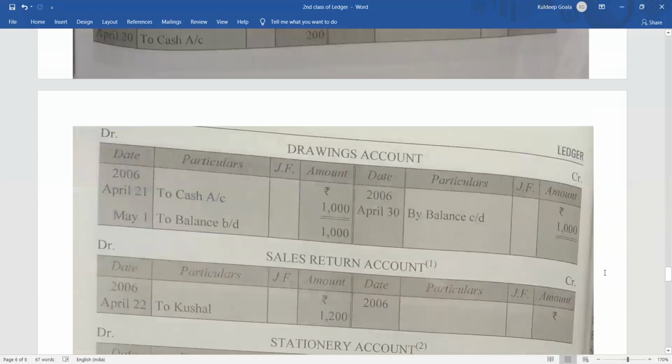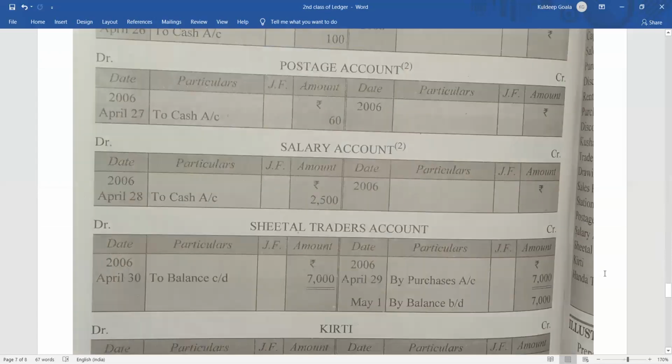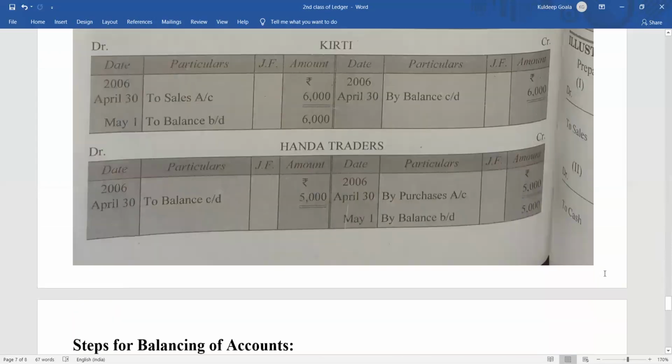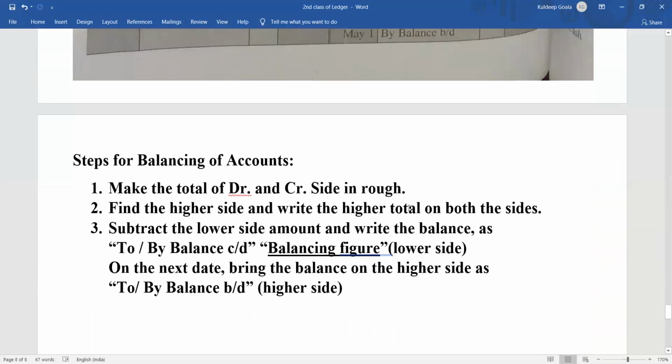Clear? I hope you all are understanding it. If you still have a problem, then you can call and ask me. There's not much to say here. Once again, I'll repeat the steps. The steps of balancing of accounts say that if your debit and credit sides are not matching, that means there is a balancing figure. So how will you do that? Make the total of the debit side separately and the credit side separately in rough. Then whichever side is higher, you take the total of that side on both the sides.